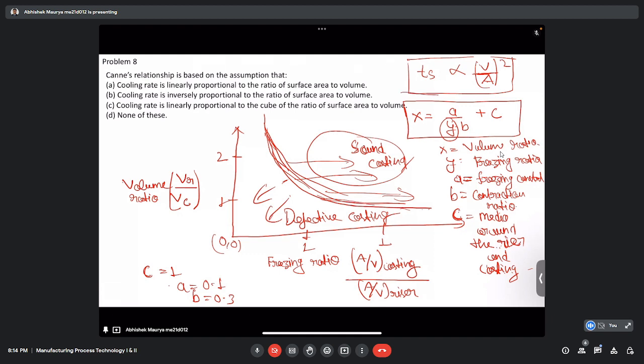But the assumption here is that the solidification time is proportional to V by A, whereas in the earlier cases we took V by A squared. So it is linear, and the cooling rate is nearly proportional to the surface area to volume ratio. So that is the correct answer. I have explained the application of this curve, the Keynes method: it is used to find out whether our casting is good or has some defects.